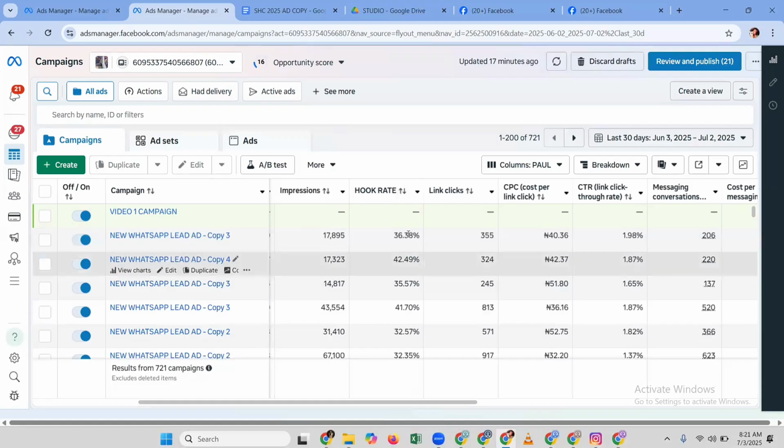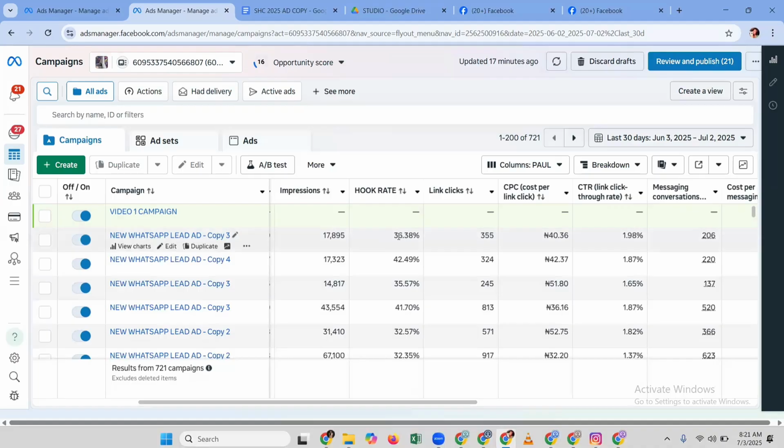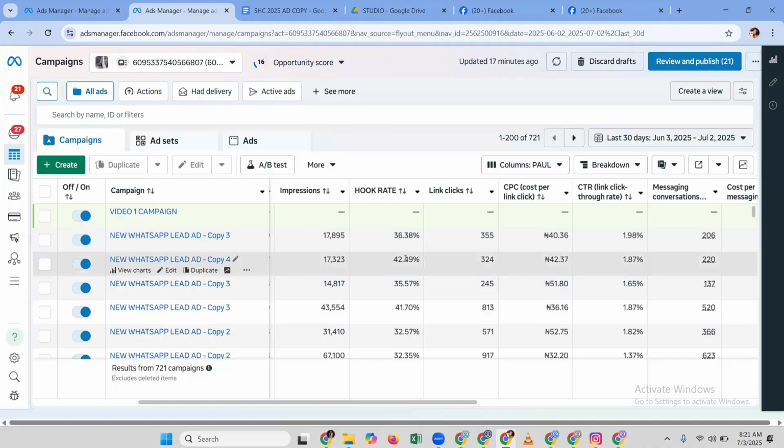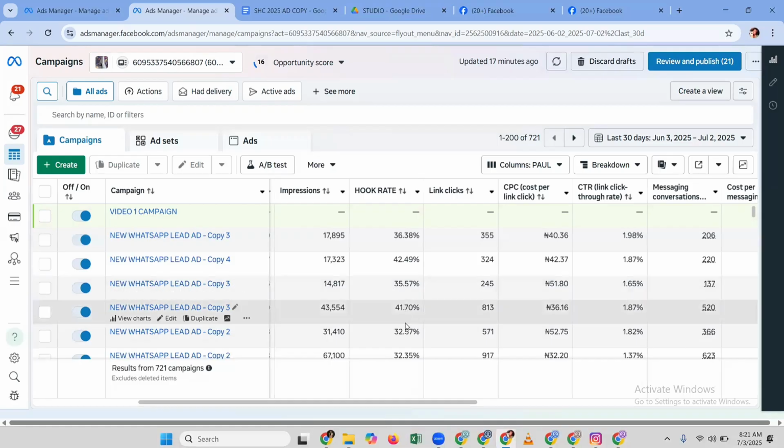So, hook rate. You can see this hook rate. The first one is 36%, the second one is 42, 35, 40. The hook rate is actually pretty good. Now, how do I take advantage of this hook rate that is working very well? Number one, I can go and check the videos that I used to run this ad, and I take note of whatever I did in the first 3 to 5 seconds, whatever I said.